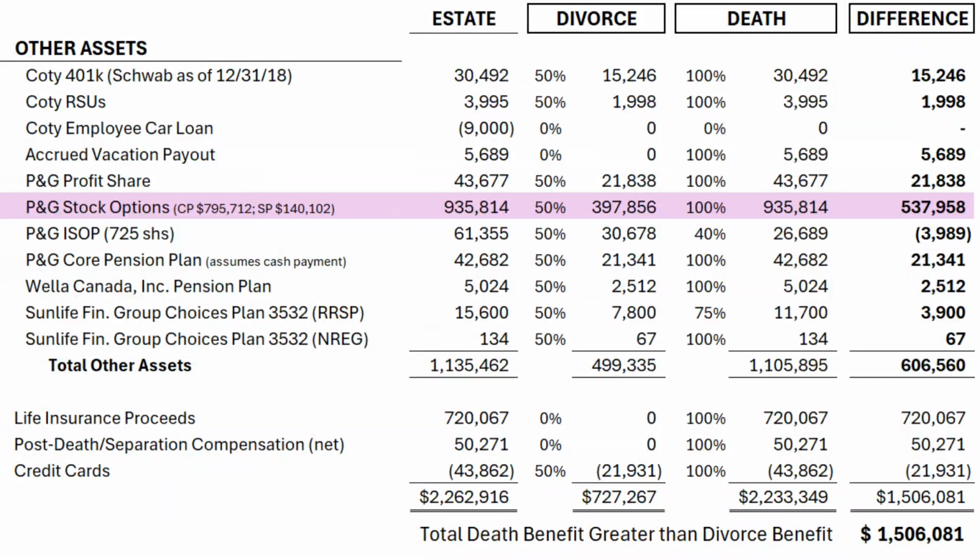Whereas, because it's half of the community property portion, one half of the community property portion. Whereas upon death, she not only receives 100% of the community property portion, she also receives the $140,000 of his separate property. So in other words, by his death, she winds up getting the full $935,814. That's correct. So this one is actually the biggest delta.